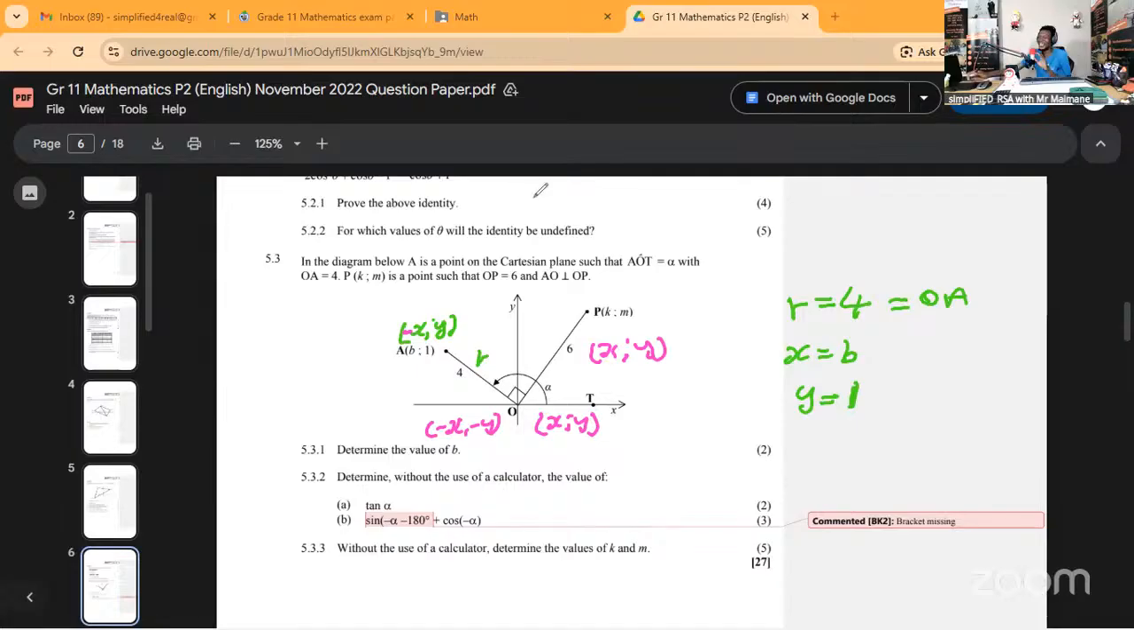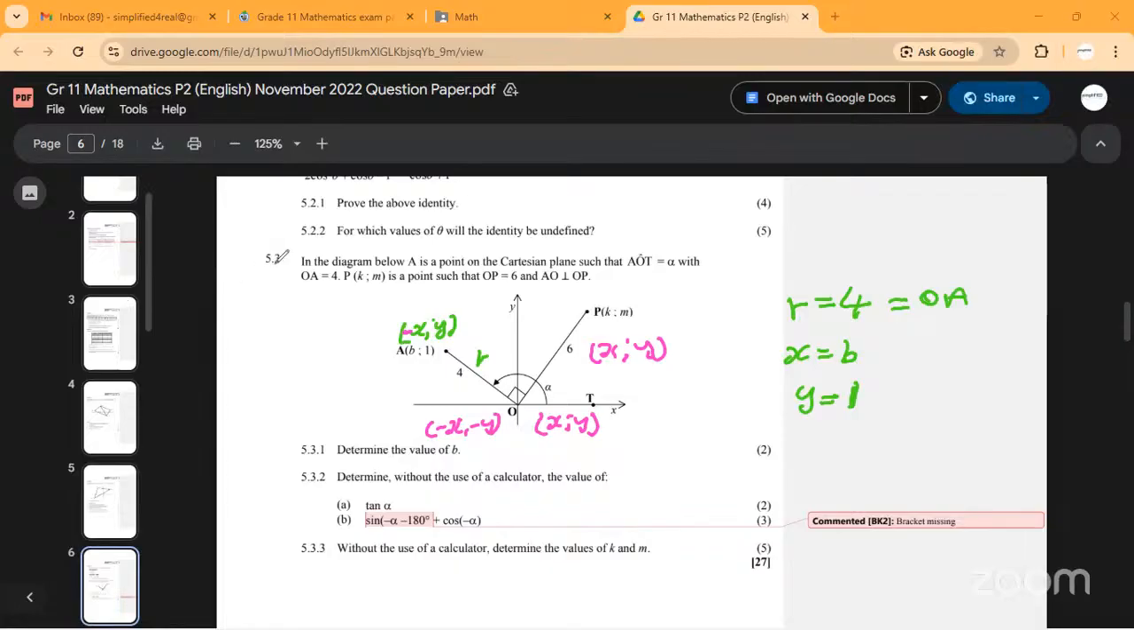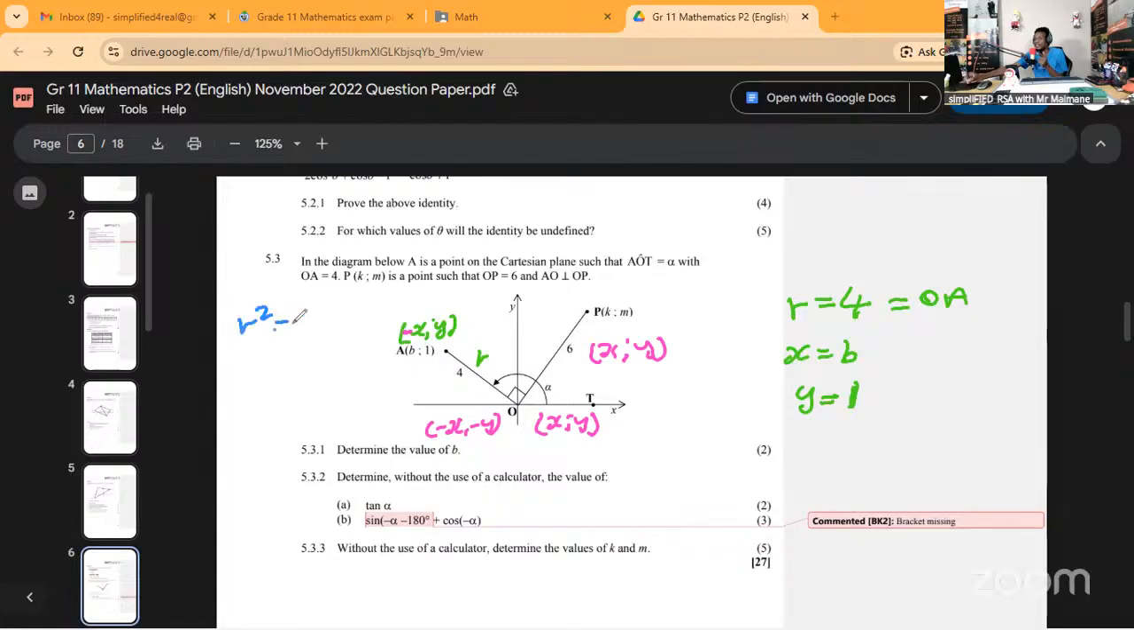But anyway, okay. So to calculate B, we're gonna use Pythagoras theorem. Do we all understand? Yeah, I understand. So Pythagoras: R squared is equal to X squared plus Y squared, straight to the point, because I'm looking for X, which is B. I'm going to substitute 4 for R, B for X, and 1 for Y. Then I'm going to make B the subject of the formula.